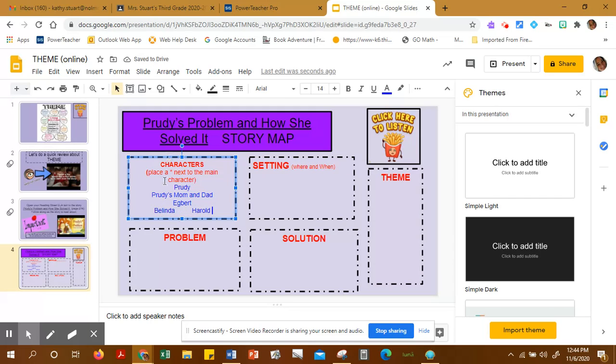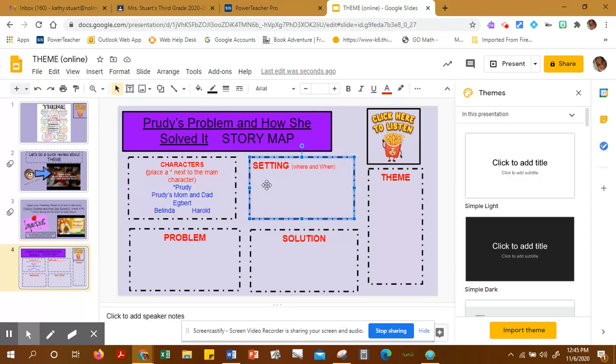Okay. Now, if I look at my story map, it tells me to place an asterisk, that little star, next to the main character. Well, who's the main character of Prudy's problem and how she solved it? That's right. If you said Prudy, you're absolutely correct. Prudy is the main character. How do I know this? Well, everything revolves around Prudy in our story. And aside from that, her name is also in the title. So that's a very good indicator that she's my main character.